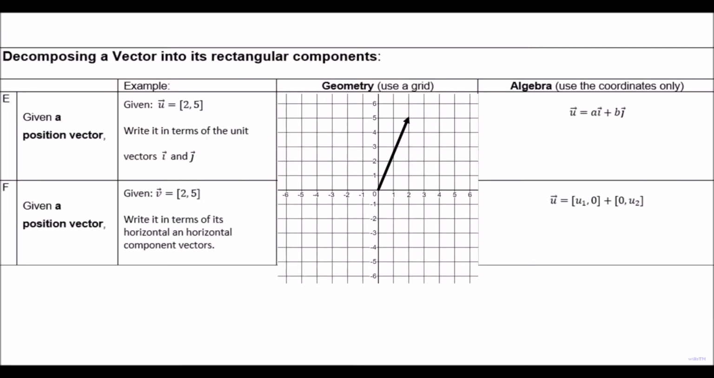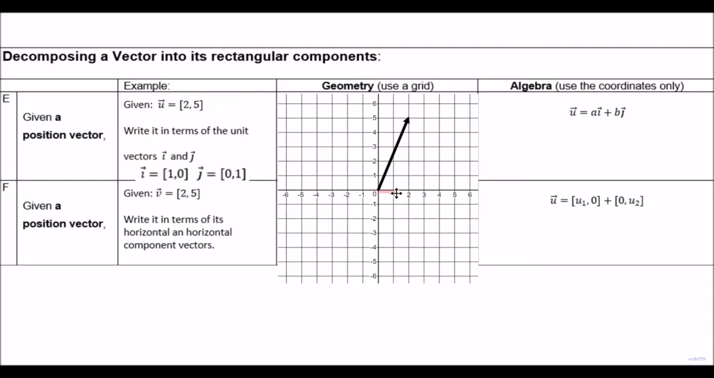Continuing on, decomposition of a vector into its rectangular components, given a position vector. So here I've got u right here. So here's my position vector u in terms of the vectors i and j. Well, what are i and j, Mr. Wells? i and j are simply i is 1, 0, the position vector 1, 0. So it's a horizontal unit vector. Unit vector means it has a magnitude of 1, and then j is 0, 1, so it's a vertical unit vector.